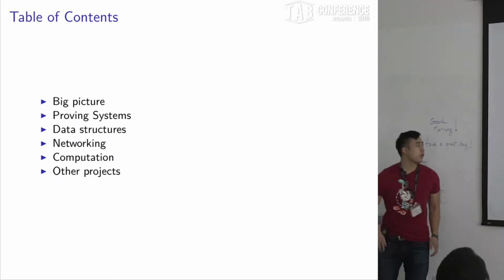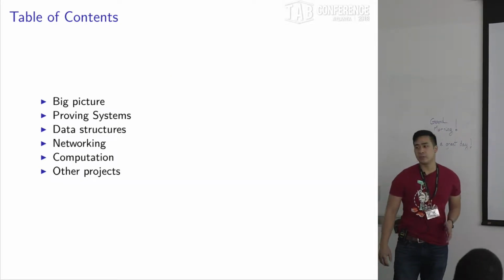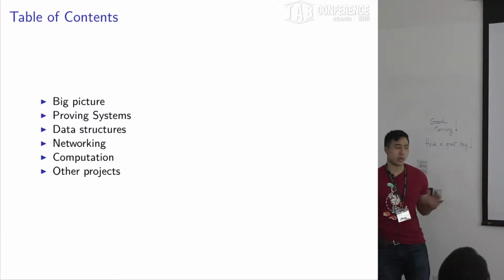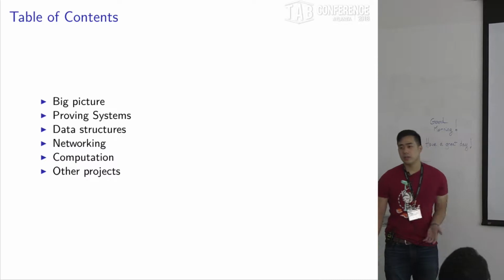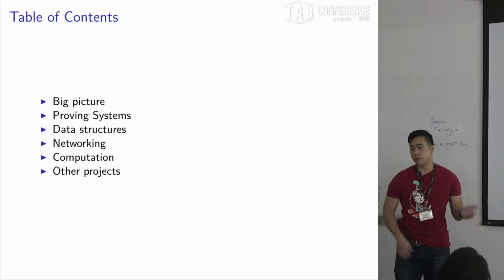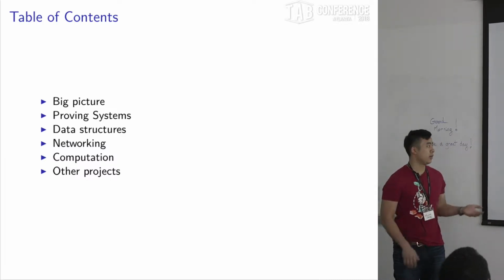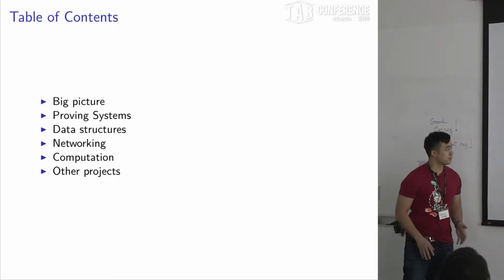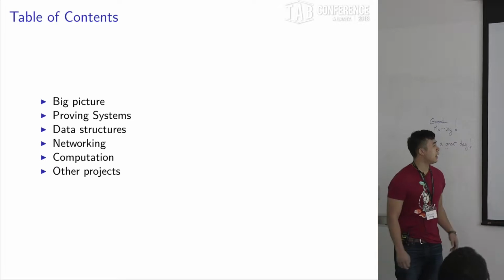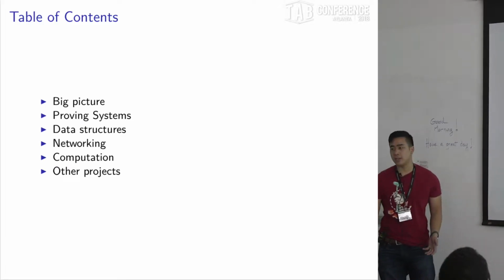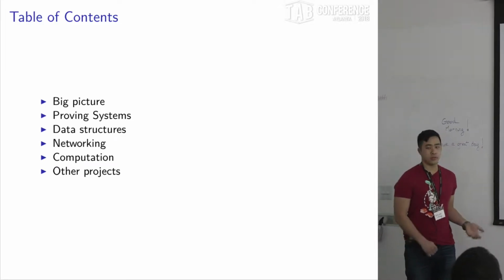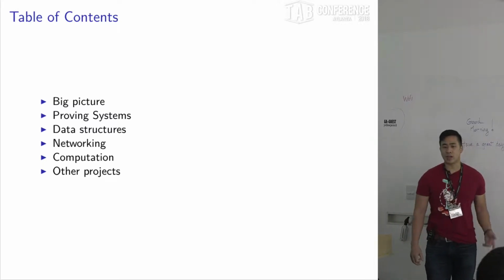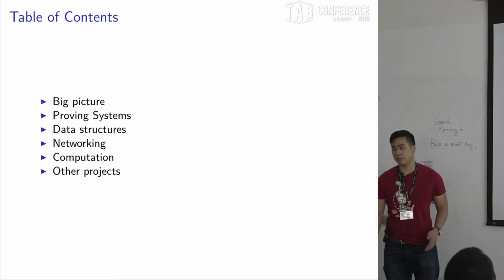Cool, so we're just going to go over the big picture of things, the proving systems. You might have heard of proof of work, proof of stake. What is that stuff? What does it look like technically? We're going to cover that stuff. Data structures: how do we move transactions around in a blockchain, in Bitcoin and Ethereum in specific, and what are blocks and what do they look like? Networking: how does stuff hook up? And computation: what can we compute on a blockchain through transactions, etc. And maybe if we have time, we'll digress into some other projects that may be interesting in the space.